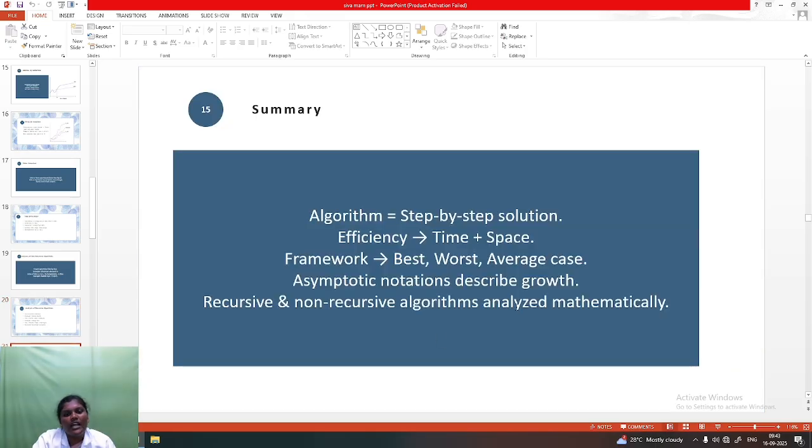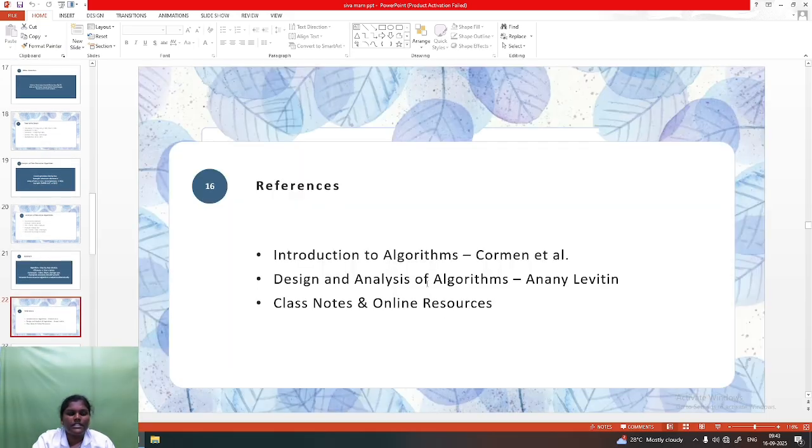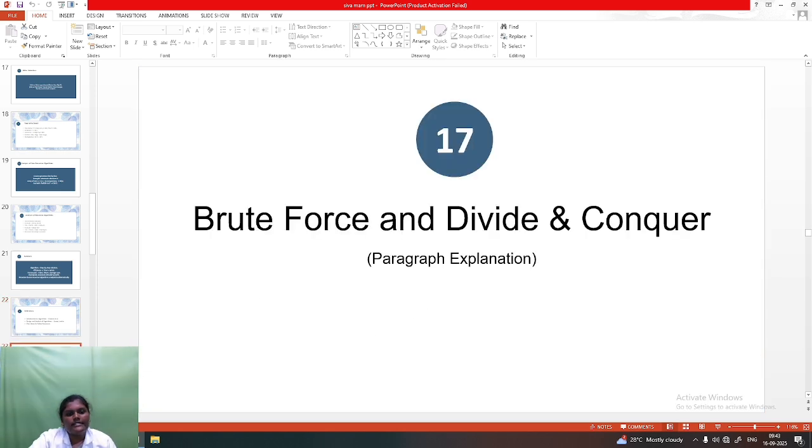Next one, summary. An algorithm is a step-by-step solution. Efficiency is time plus space. The framework covers best case, worst case, and average case. Asymptotic notation describes the growth rates of algorithms for mathematical analysis. Next one is references. Introduction to Algorithms by Cormen et al. Design and Analysis of Algorithms, class notes, online resources. Next topic, brute force and divide and conquer.